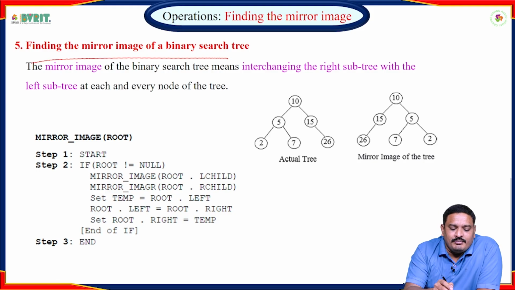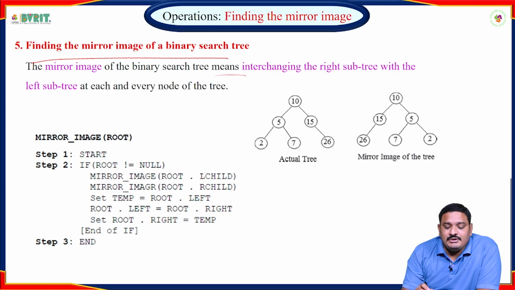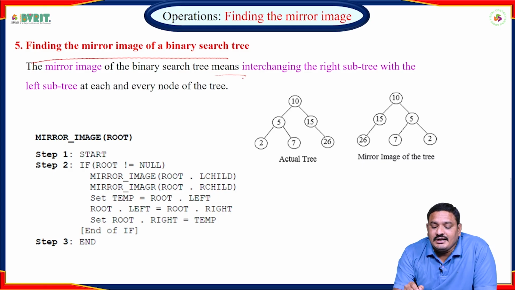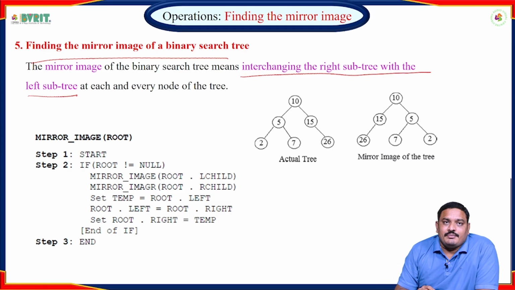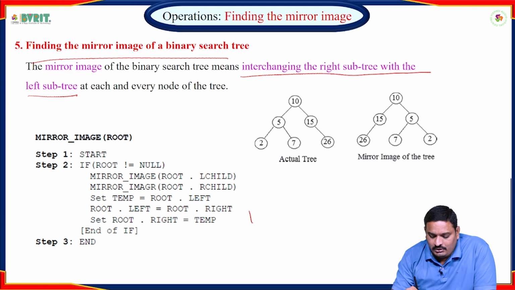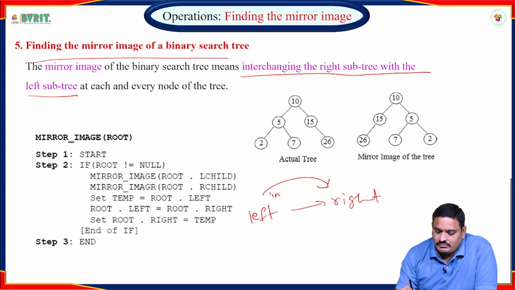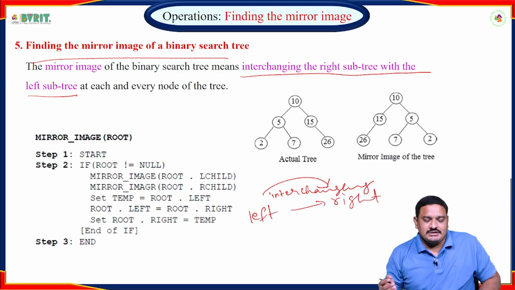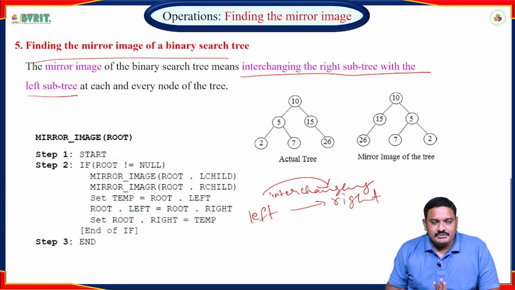The mirror image of the binary search tree means interchanging the left subtree with the right subtree, that is, interchanging left subtree to right subtree. That is the mirror image of the binary tree.